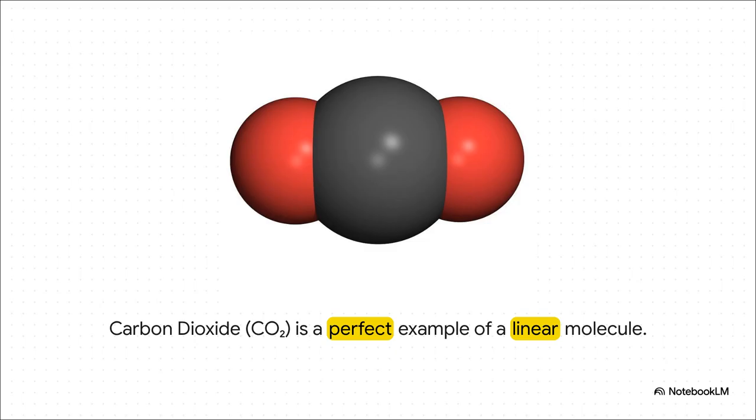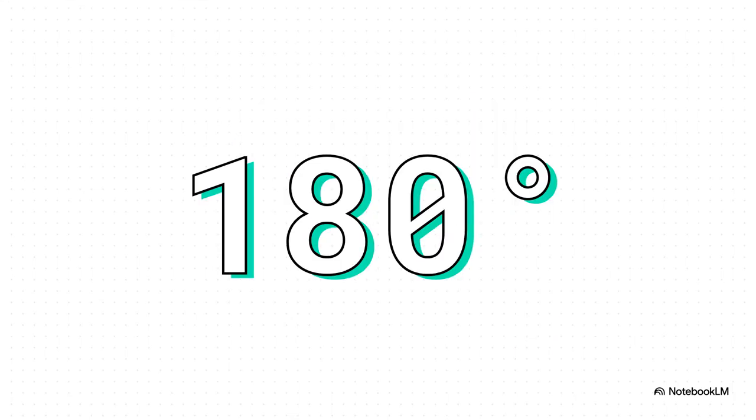And boom, this takes us right back to our first puzzle piece, carbon dioxide. That central carbon atom has 2 electron domains, those double bonds to the oxygens, and they just push each other to opposite ends of the molecule. That's why it has that perfect linear shape. The angle between the bonds is a perfect 180 degrees. You literally can't get any further apart than that.